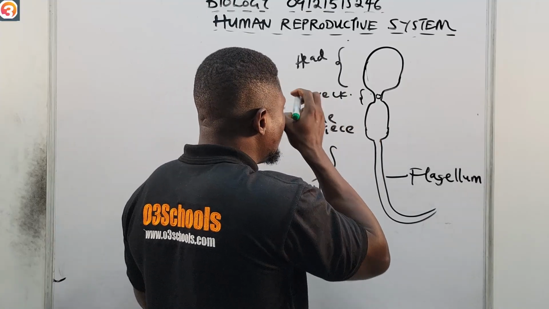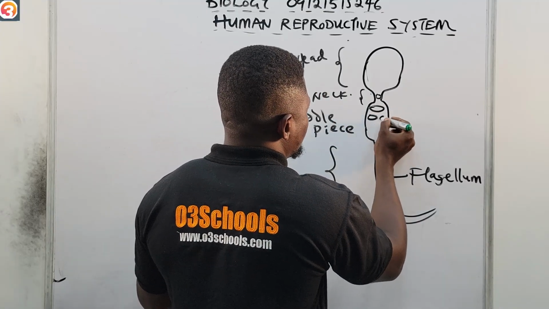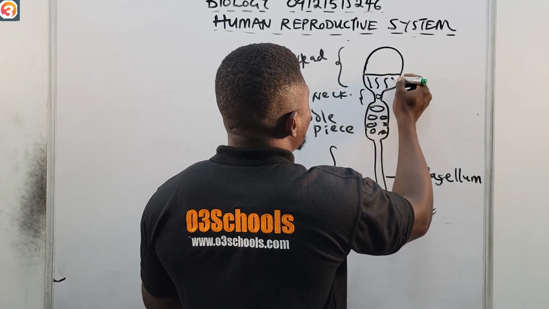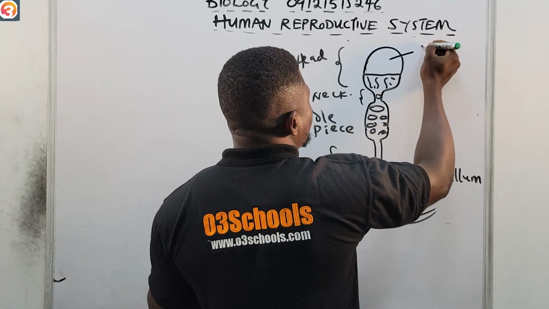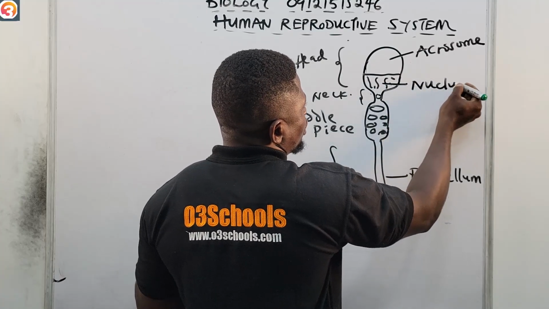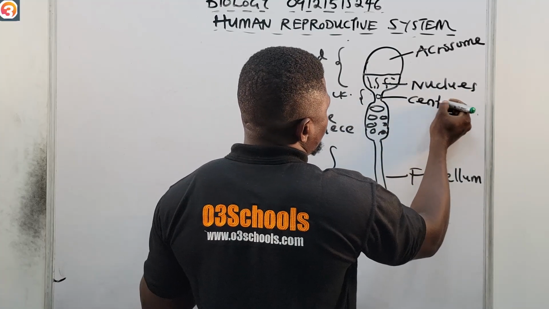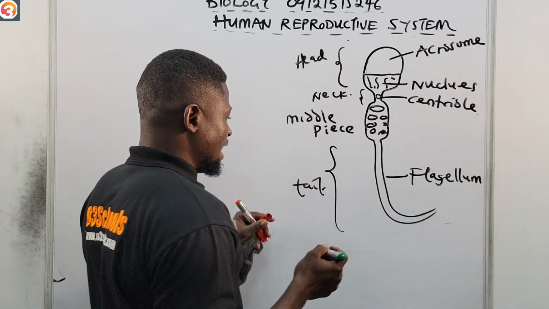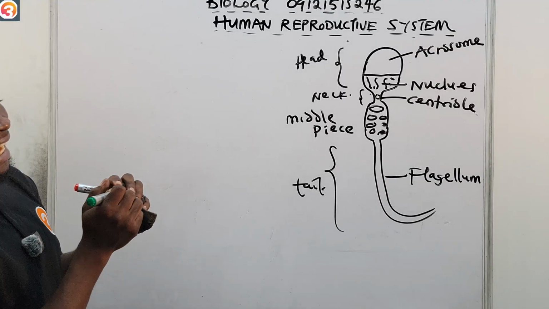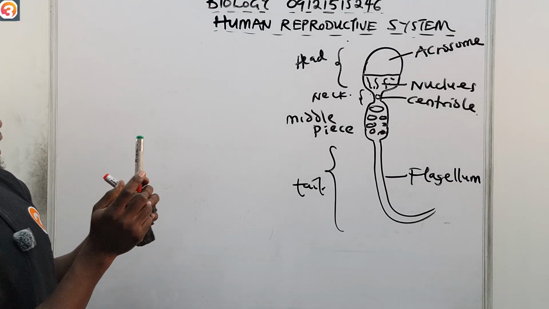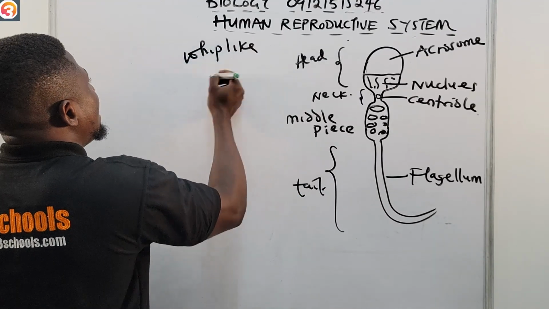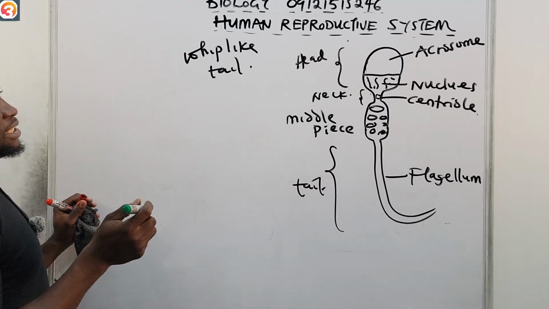In this middle piece, we just have some structures like this. Then somewhere here you have the nucleus. This part up here is called the acrosome, while this part here is called the nucleus. This one here is called the centriole. This one is the middle piece, and that is the flagellum. So this is how the spermatozoa looks. It has the head, the neck, the middle piece, and of course it has a whip-like tail.